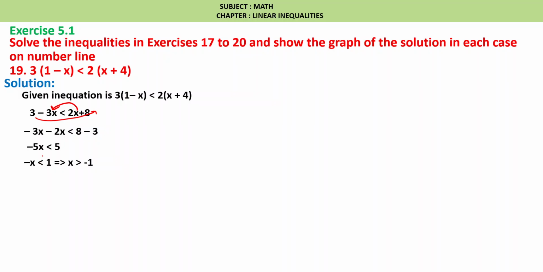Now let us cancel this 5 here and here. So we are going to get minus x less than 1. This implies, when minus is there, let us multiply both sides by minus, then the sign will change. Instead of less than, it will become greater than. So minus x less than 1 implies x is greater than minus 1. Therefore, the solution of the given inequality is x belongs to minus 1 to infinity.